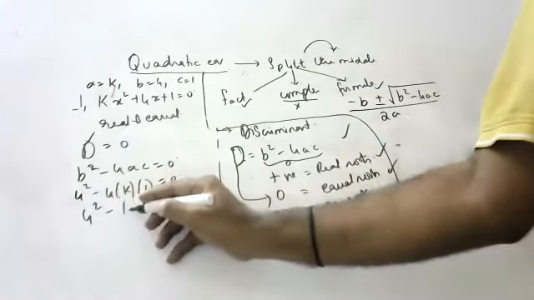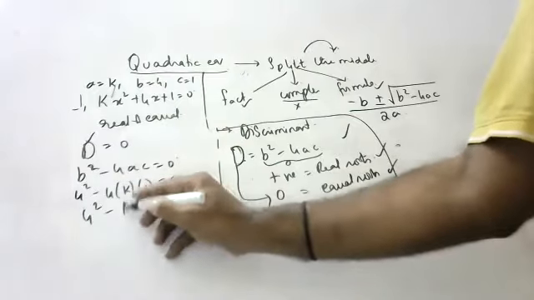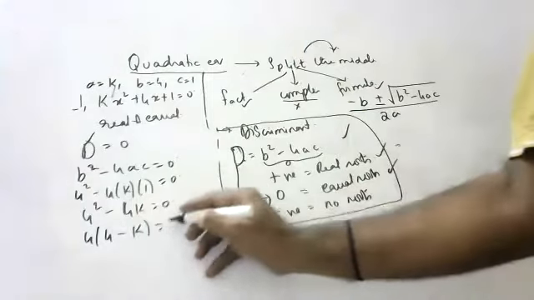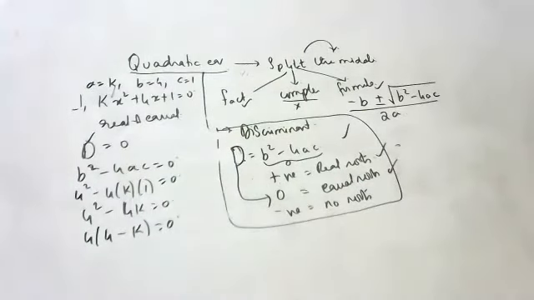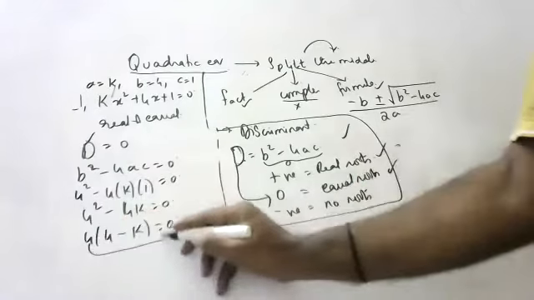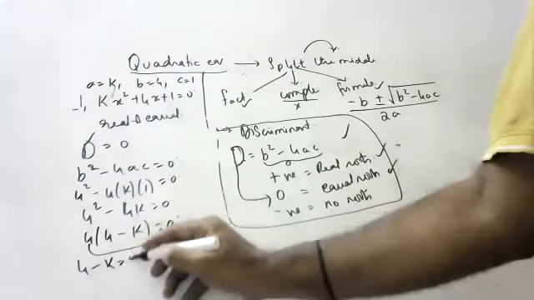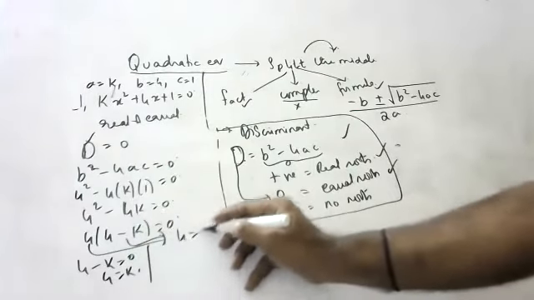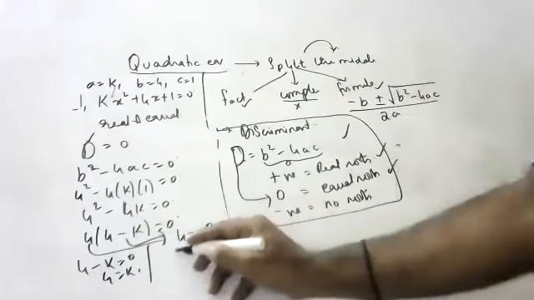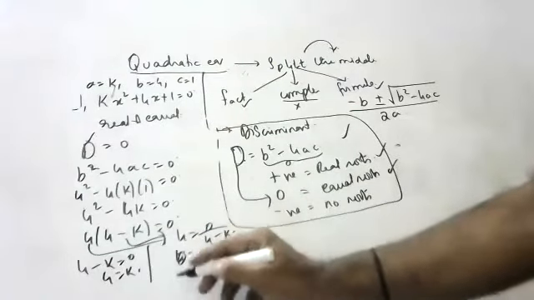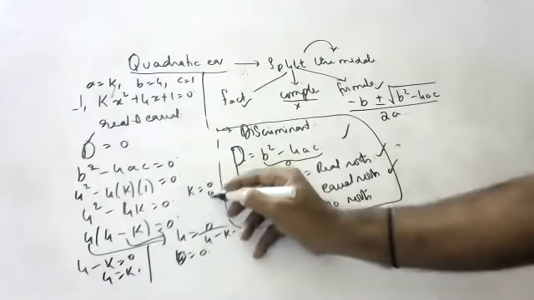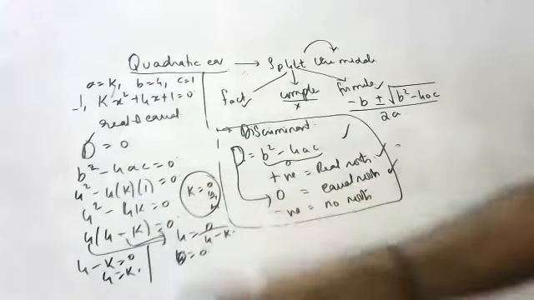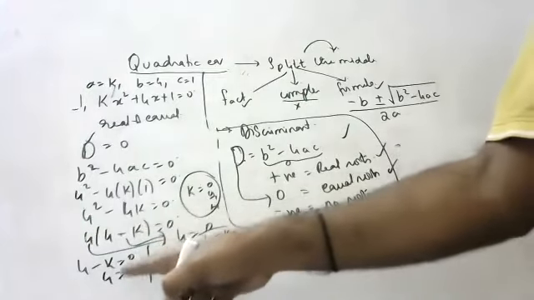16 minus 4k is equal to 0. 4 common. 4 into (4 minus k) is equal to 0. Suppose if you bring 4 down, 4 minus k is equal to 0, so 4 is equal to k. Suppose if you bring 4 minus k down, 0 divided by 4 is 0, so 0 is the answer. So k can be 0 or 4. If 4 minus k is 0, everything will become 0. If you bring 4 down, 4 minus k is equal to 0, k is equal to 4.